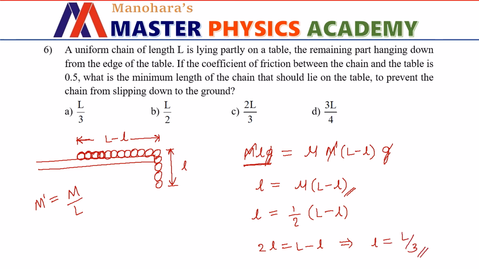But what they are asking is the part of the chain that is resting on the table. So that is going to be L minus l, right? So L minus L by 3 will be equal to 2L by 3. So the correct option is option C.